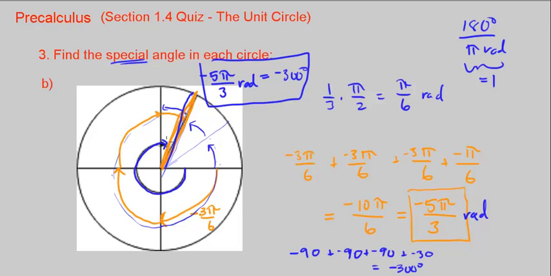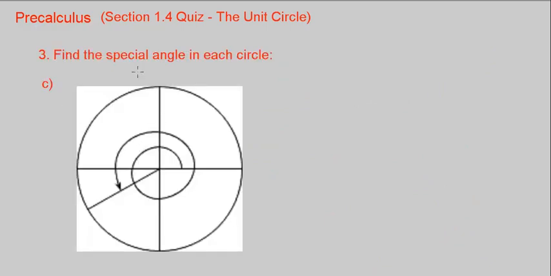Alright, so let's move on to part C. Part C, here it is. Here we have another special angle, right? But this time we're going in the positive direction. We go around the circle completely once, and then we go more around the circle, and then we end here. So if you look at that, again, we can either split each quadrant into 2 or into 3. So this one is split into 3, right? And so this one, we know the angle is pi over 6 radians, right?